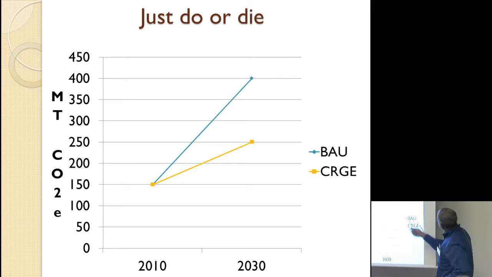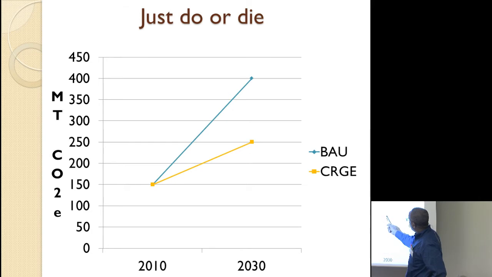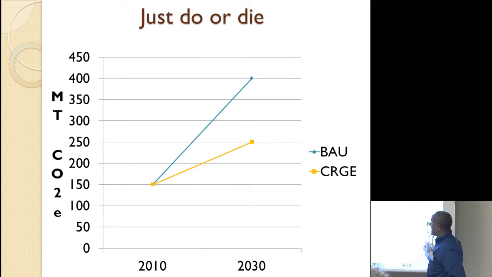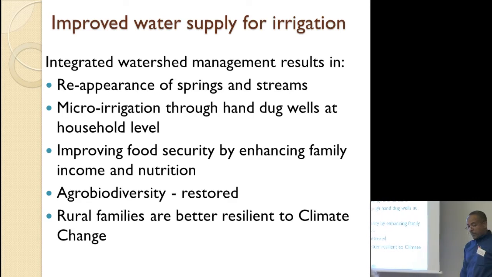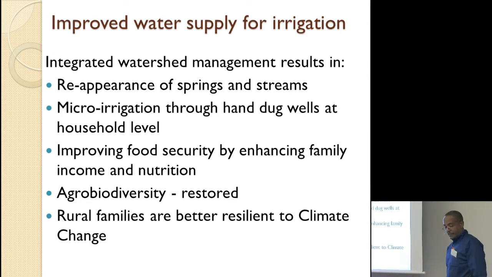This is what I earlier showed you. This is the business as usual, and this is with the CRGE plan, and this is the gap. Unless we work on such things to shrink this gap, many will be lost. Then some improvements are being recorded here. Springs have reappeared.